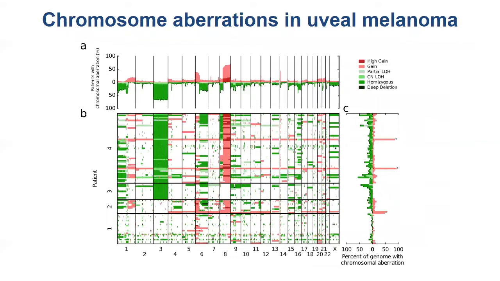So this figure shows the chromosome copy number changes across the entire genome for each uveal melanoma in our cohort. Pink shows chromosomal gains, whereas green indicates losses. Chromosome 3 shows the most frequent losses, and chromosome 8q shows the most frequent gains.